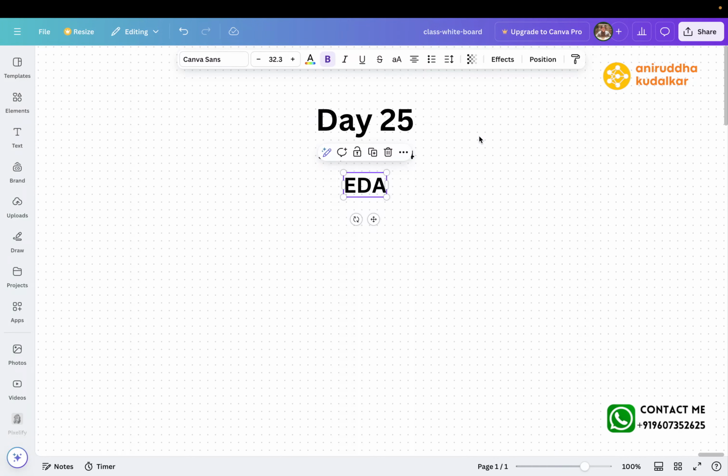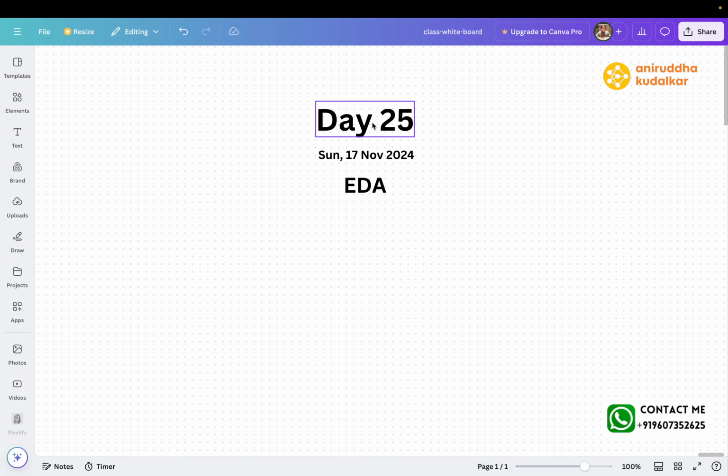Okay, day 25. Date is this Sunday, 17th November, and we are understanding exploratory data analysis. What is the exploratory data analysis?